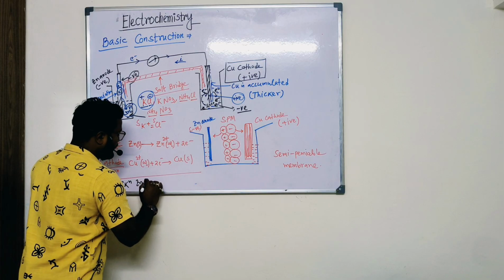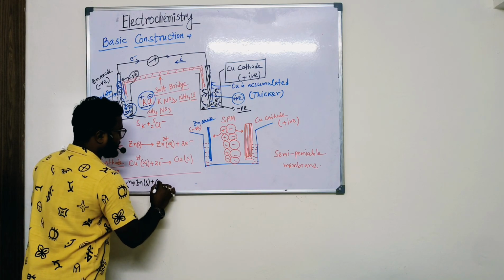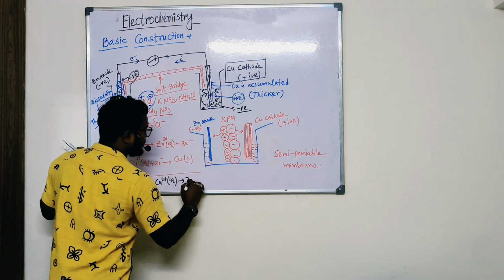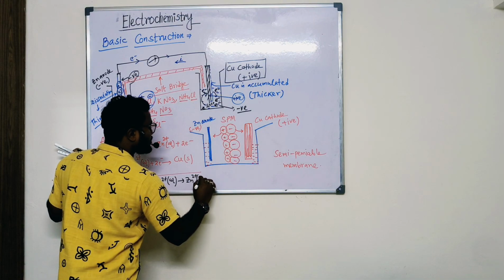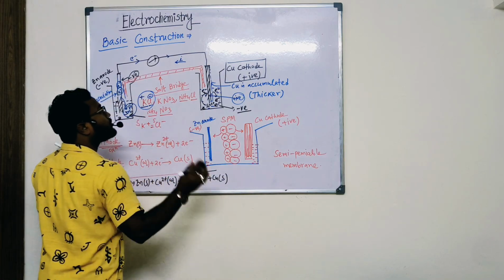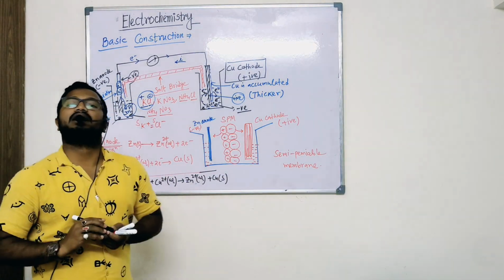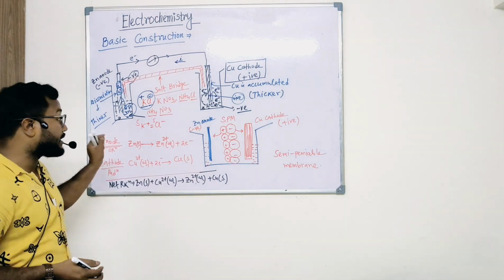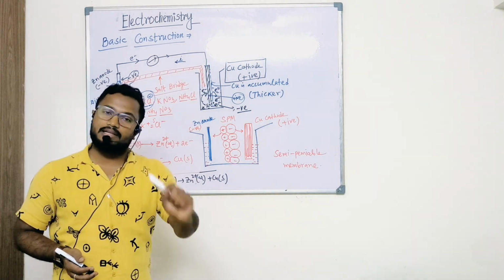Zinc solid plus Cu2+ aqueous gives Zn2+ aqueous plus copper solid. So this is our complete cell reaction for any electrochemical cell, better to say for any Daniell cell.